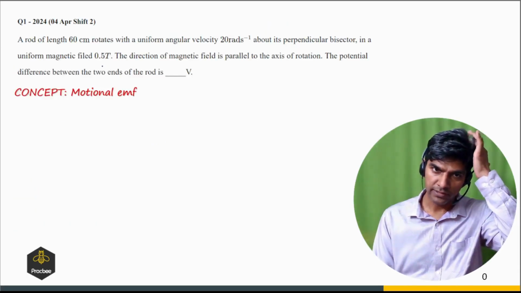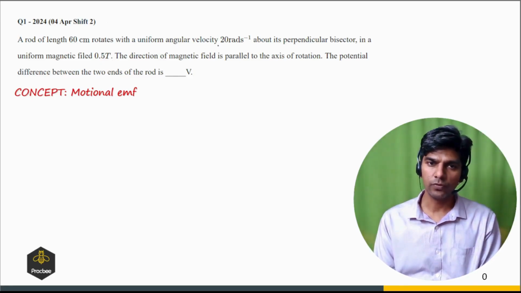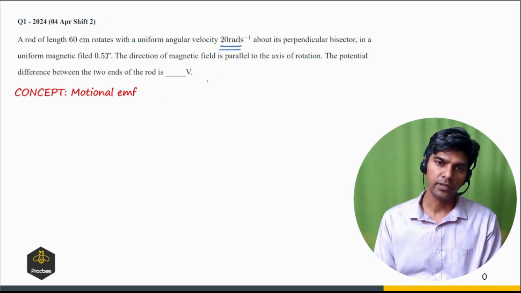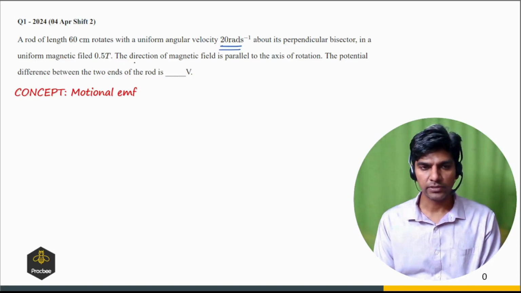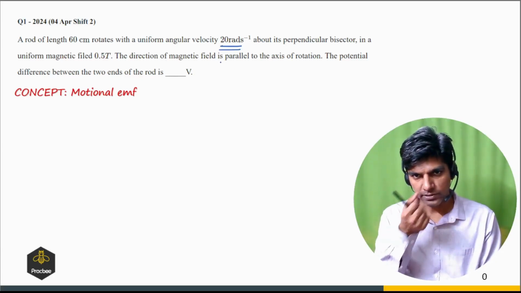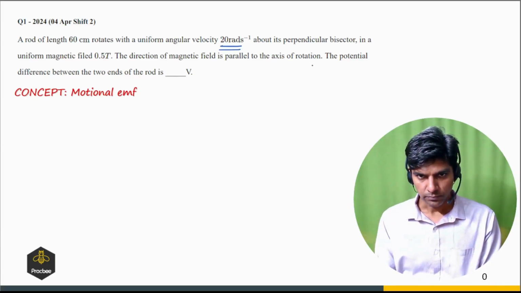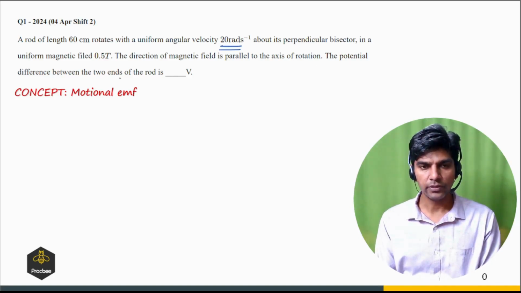A rod of length 60 centimeter rotates with a uniform angular velocity of 20 radians per second about its perpendicular bisector in a uniform magnetic field of 0.5 Tesla. The direction of the magnetic field is parallel to the axis of rotation. Find the potential difference between the two ends of the rod.